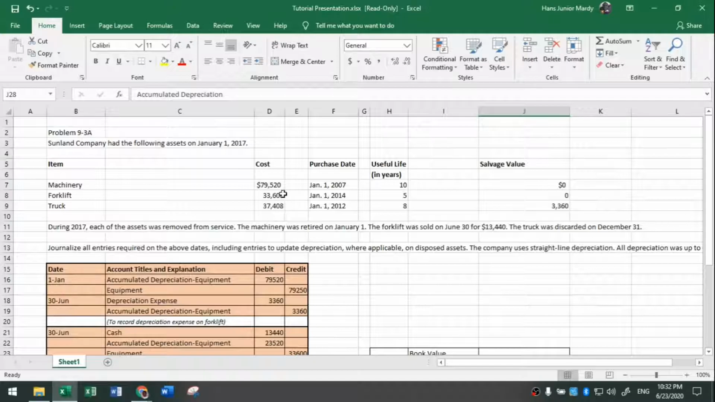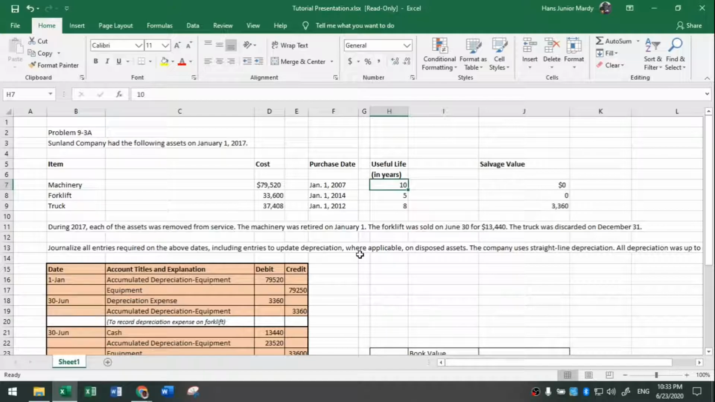We can see that the more important things for us are the total cost that they purchased those equipment, and then the purchase date, and also the useful years. Also, some of them have salvage value and some of them don't. For the first item, it's machinery. It was purchased for this total amount, and the useful life is 10 years.